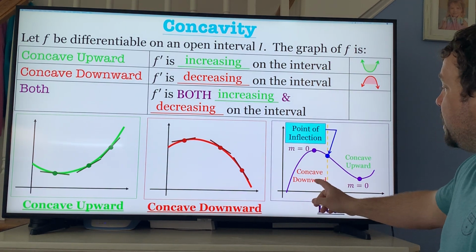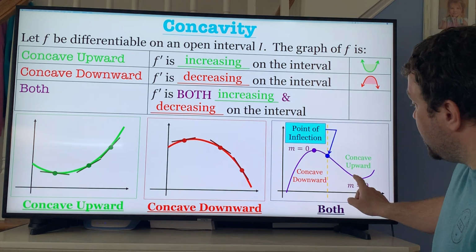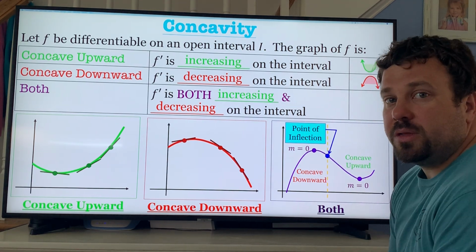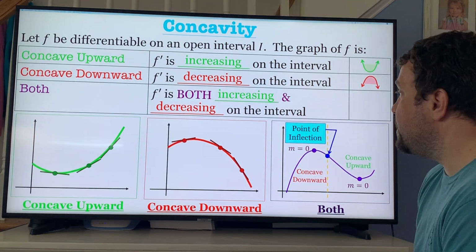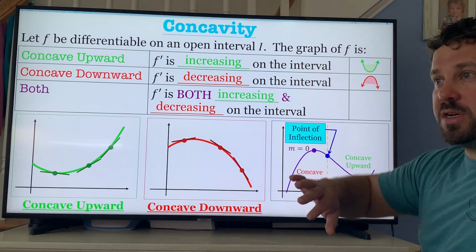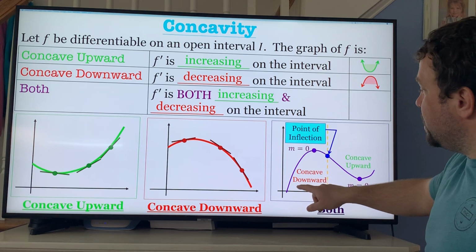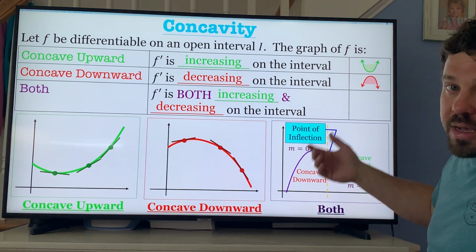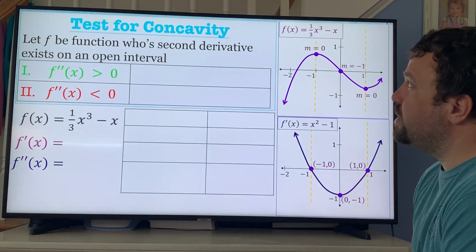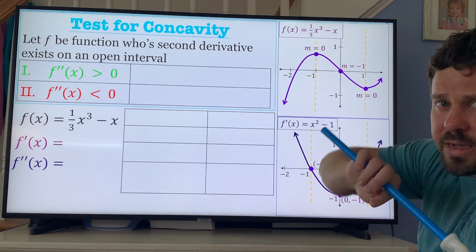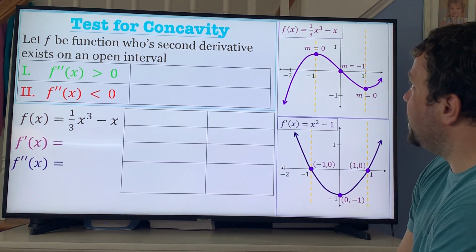The point where you change from concave downward to concave upward is called the point of inflection. It's very similar to a critical number where your graph changes from increasing to decreasing. This is the same exact thing. The only difference is it changes from concave down to concave up, or concave up to concave down. As with anything, we can make a little test to find out how to do this.